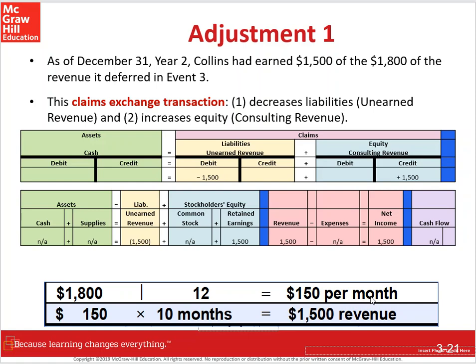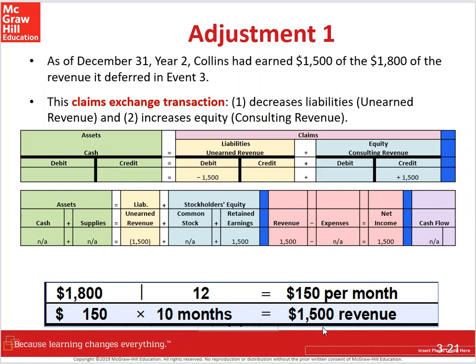So we received that unearned revenue back on March 1st. So from March 1st to year end is 10 months, not 9 months. Be careful, count your months on your fingers if you must. So from the beginning of March to the end of December is 10 months. So we take $150 times 10 months. We've earned $1,500 of that unearned revenue.